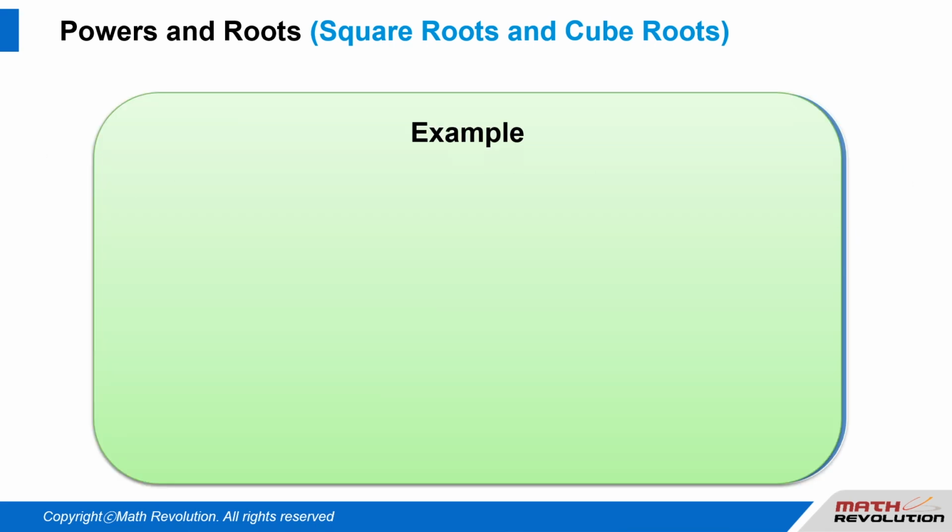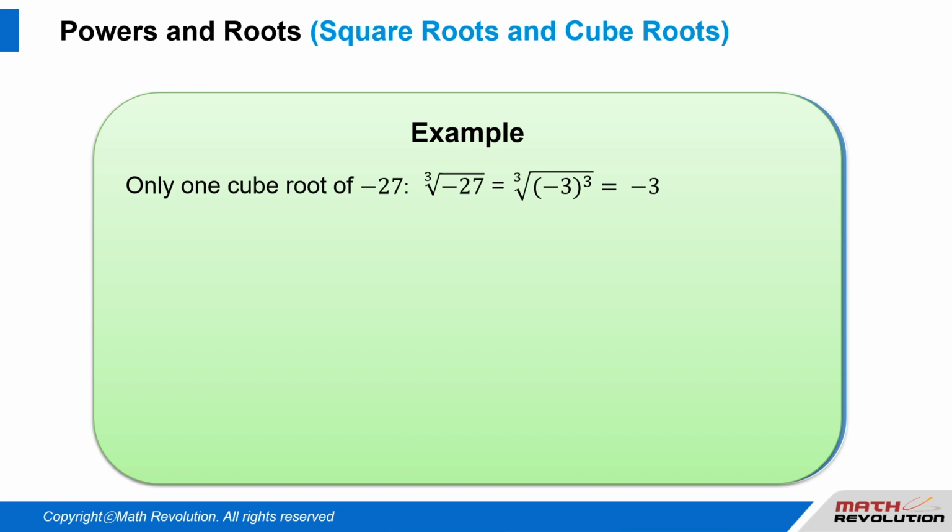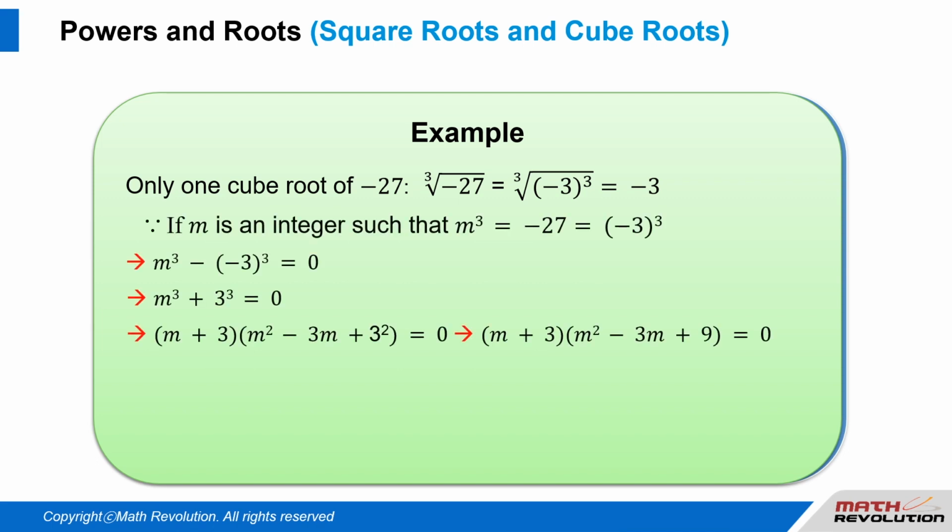For example, the only one cube root of negative 27 is the cube root of negative 27 equals the cube root of (-3)^3 equals negative 3. Because if m is an integer such that m cubed equals negative 27 equals (-3)^3, that is, m cubed equals (-3)^3, then m cubed minus (-3)^3 equals 0. So, m cubed plus 3 cubed equals 0.